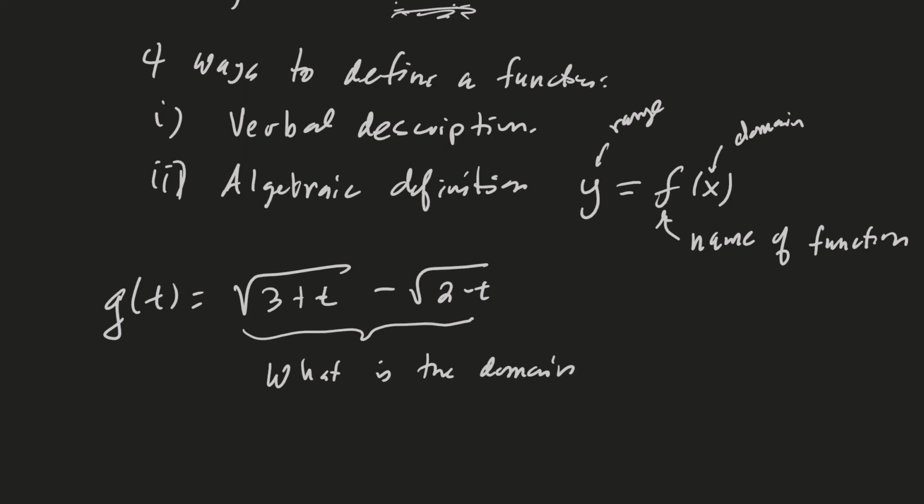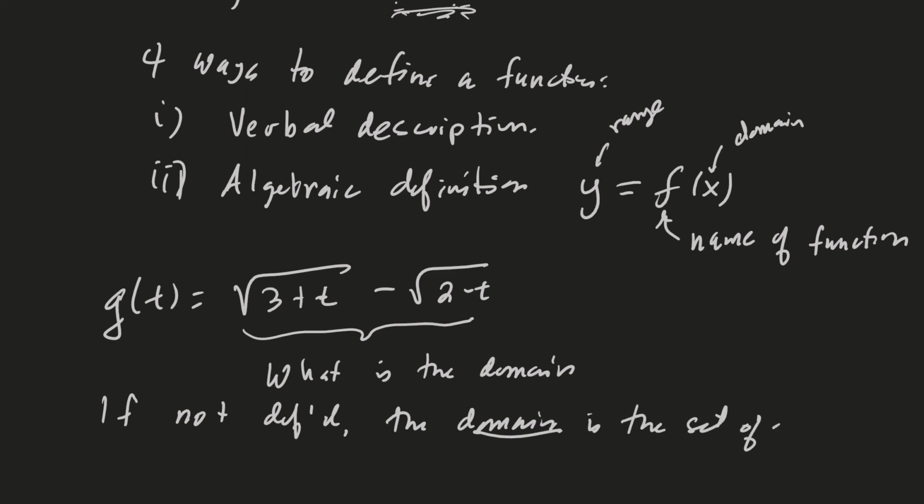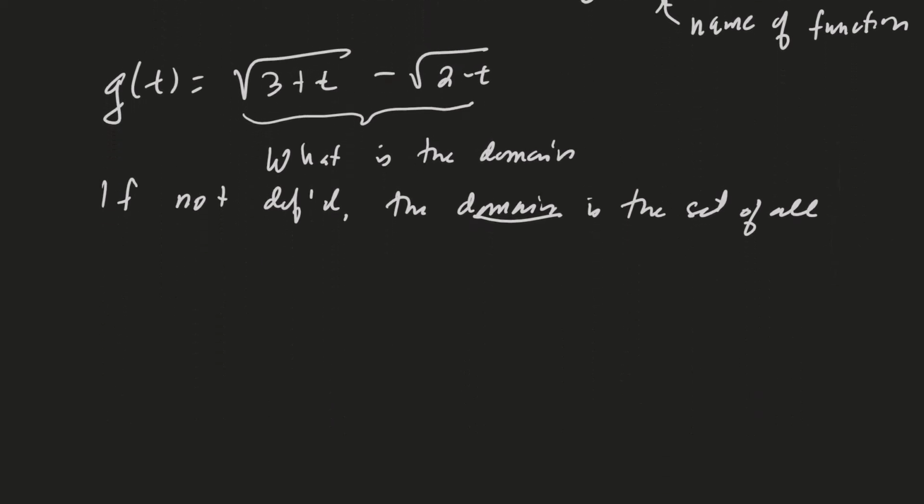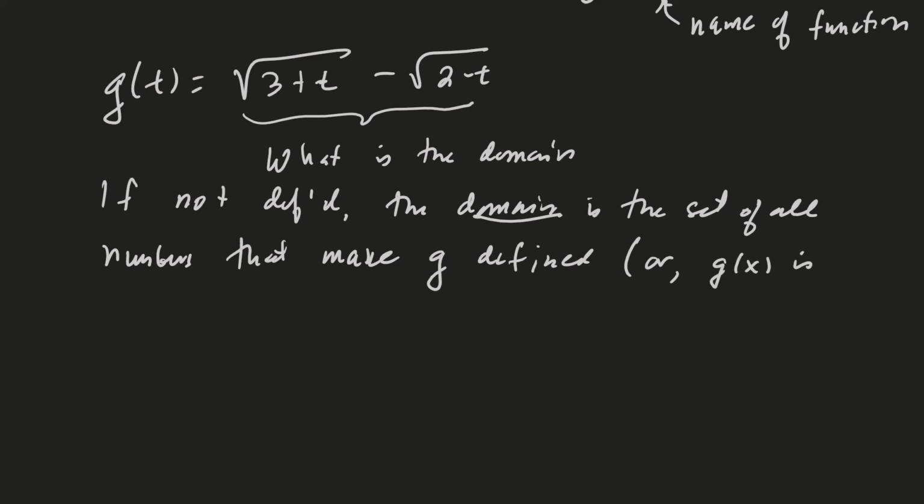And so if it's not expressed, or if it's not defined, the domain is the set of all numbers that make g defined. You could say defined or computable. You know, you could say g of x is computable, or g of t is computable. It depends on your notation.